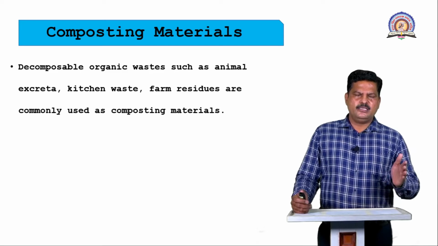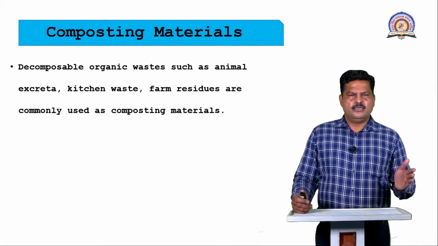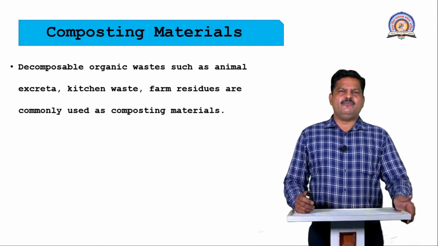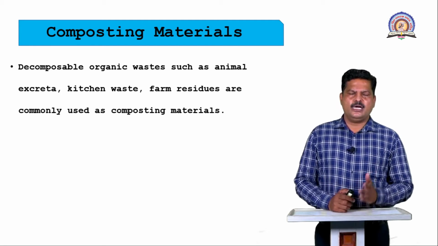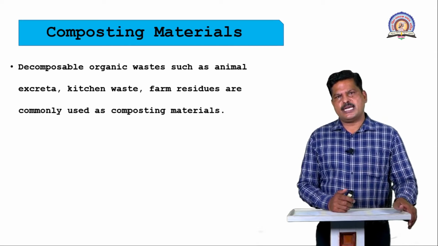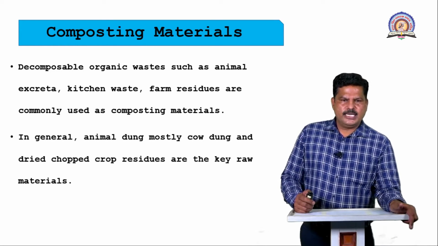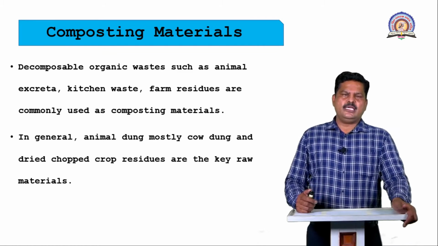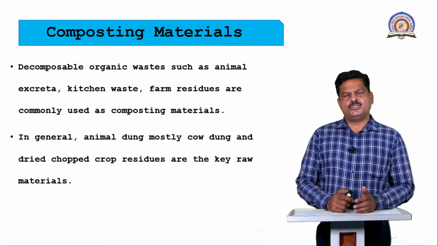But if we neglect this waste material, there is no profit. By the application of vermitechnology, we can use this waste material and get valuable products like vermicompost and vermiwash. Then in general, cow dung. You know cow dung. Cow dung is an important material that is added to the composting.